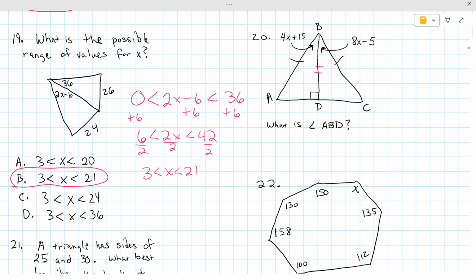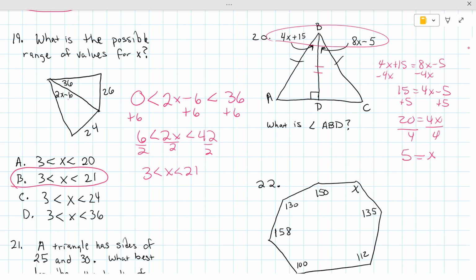All right, again, these two triangles are congruent by hypotenuse leg. So that means these two are equal to each other. So 4x plus 15 equals 8x minus 5. What do you do to each side? Subtract 4x. So 15 equals 4x minus 5. Then we add 5. So 20 equals 4x, and then we divide by 4. X equals 5. If x equals 5, we want to know what ABD is.